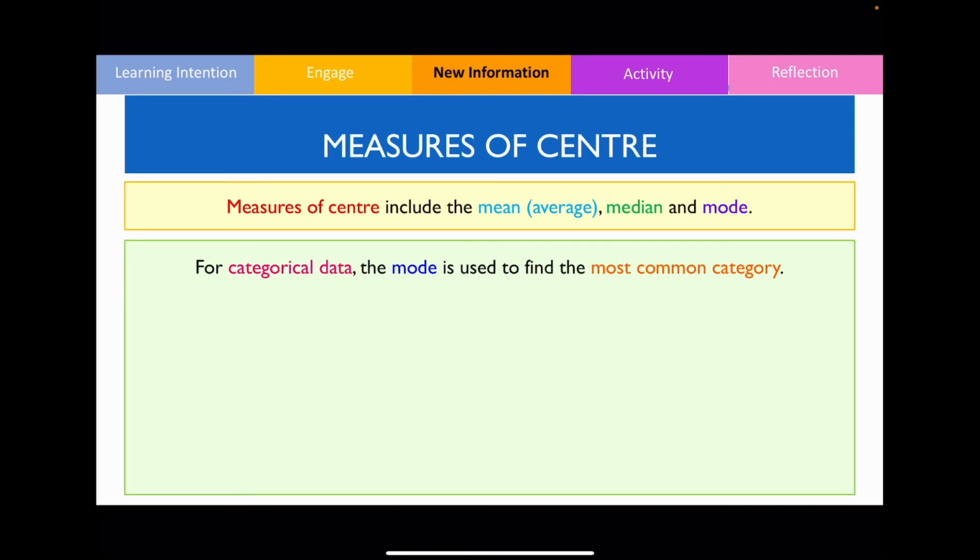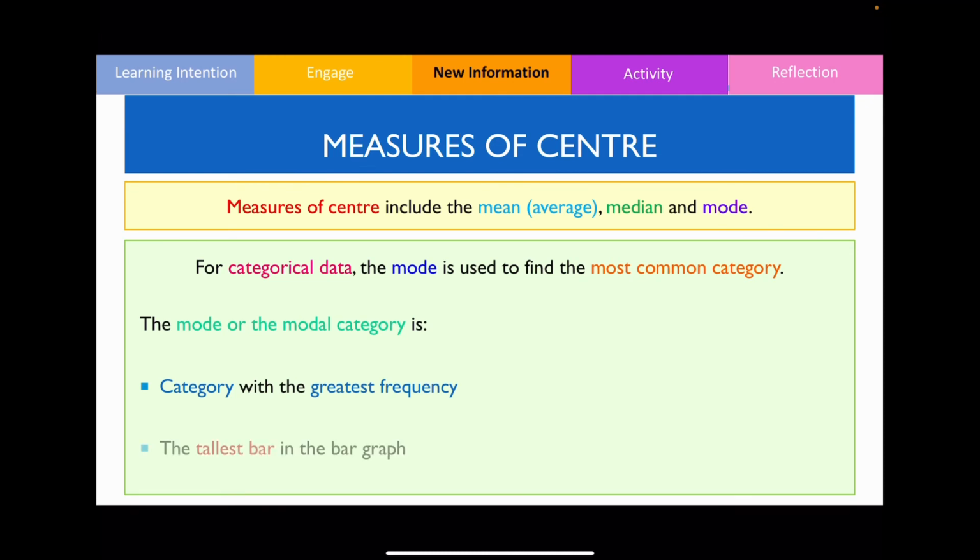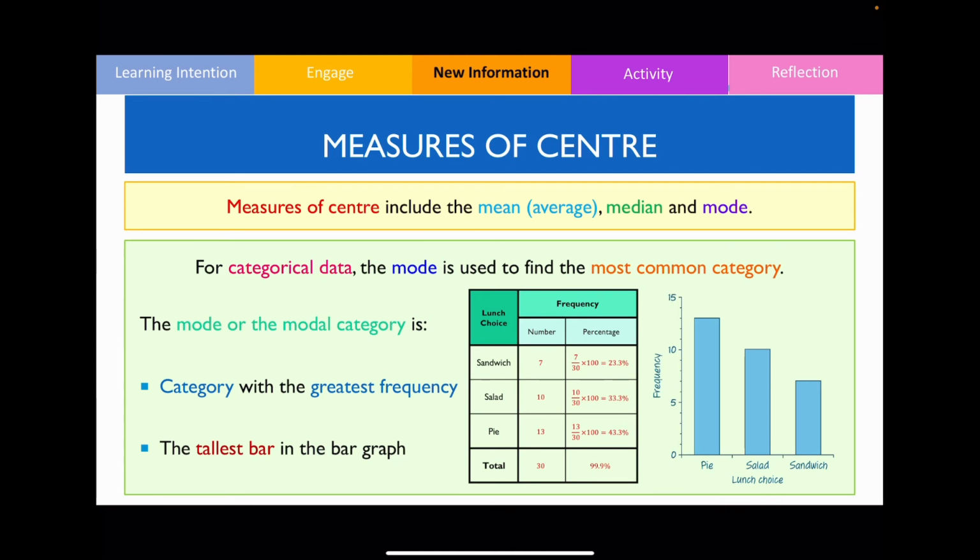So for us to find out what is the mode or the modal category, we simply need to find out what is the category with the greatest frequency, or alternatively look for the one with the tallest bar. So you could find this information in both the frequency table as well as the bar graph. So in this case over here, that has the largest frequency. So pi is the modal category. And as I said, you can find this by identifying the tallest peak as well.